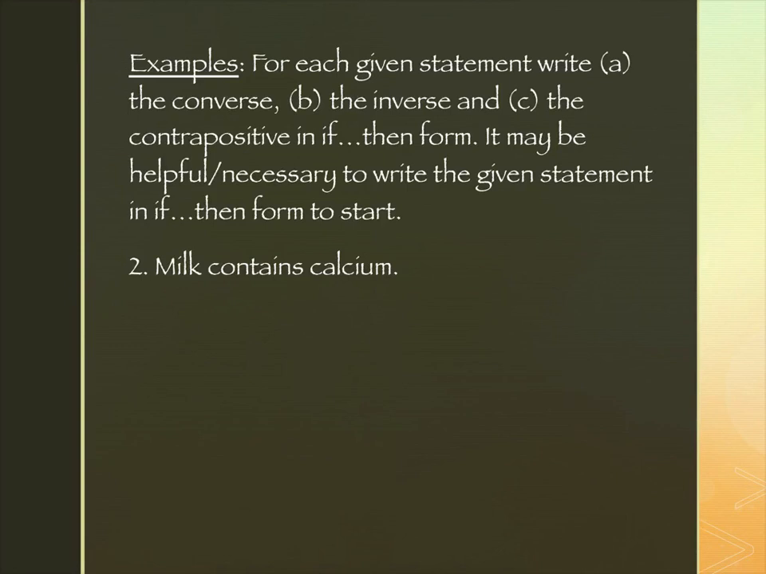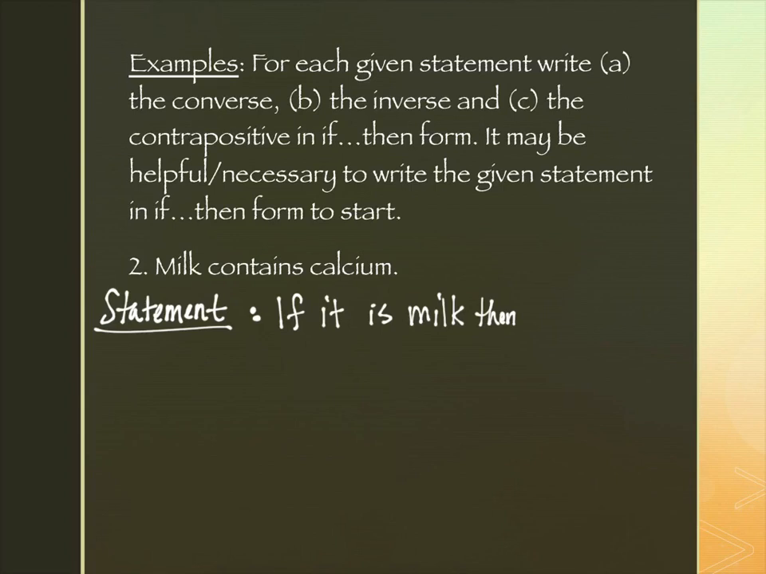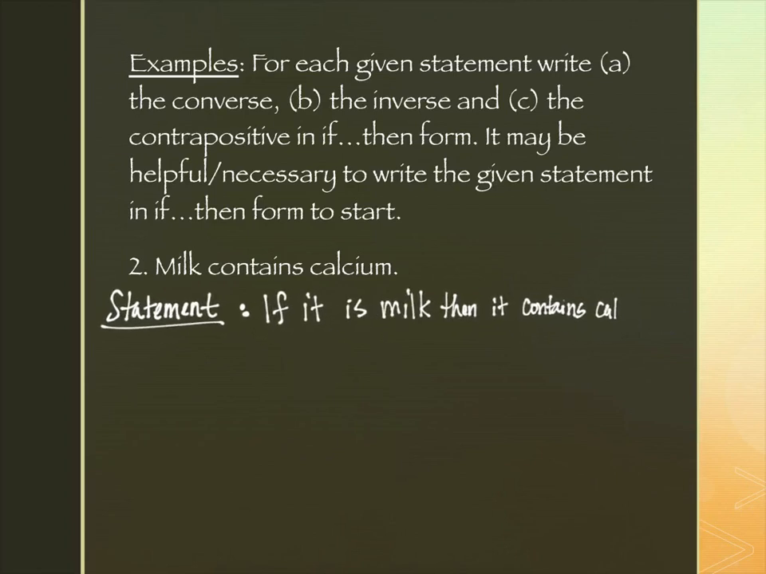Milk contains calcium. This does not look like an if-then statement, so that's the place we need to begin. We need to start with our original statement. How am I going to rewrite this so that it's an if-then form? I'll start with if. If it is milk, then it contains calcium. All right, I need to make that just a tiny bit smaller. There we go. Okay, very good.